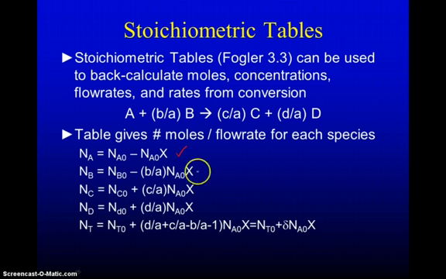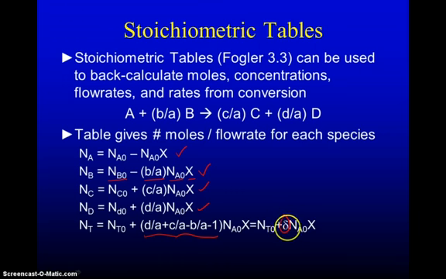For species B, for instance, we have the initial number of moles of species B minus b over a times the initial number of moles of A times the conversion, and all of the expressions look similar for all the other species. We also can write a total number of moles, which is the total number of moles initially, plus a series of expressions that have to do with all the stoichiometric coefficients, times N_A0 times X, and it allows us to write delta.